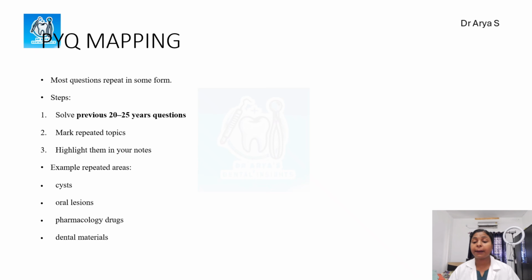Next is past year questions mapping. Most questions repeat in some form. So solve previous years' questions, 20 to 25 years of questions. Mark repeated topics. It's very important. Okay. And highlight them in your notes. So examples of these repeated areas are cysts, oral lesions, pharmacology drugs and dental materials.